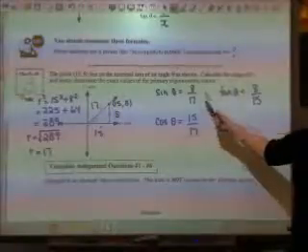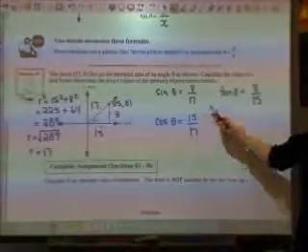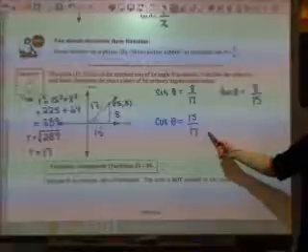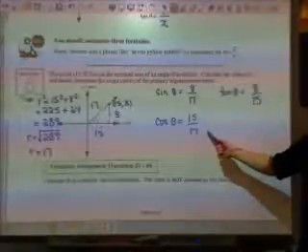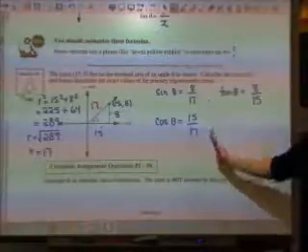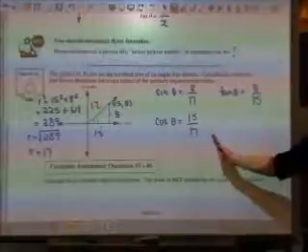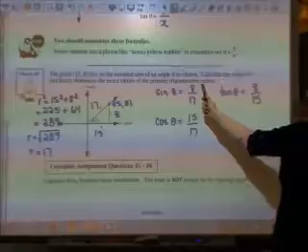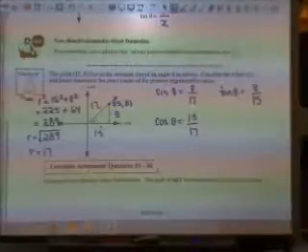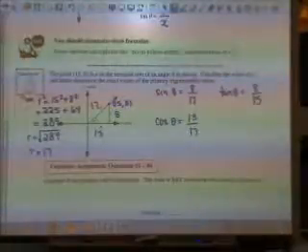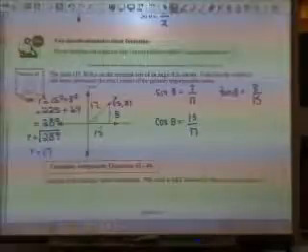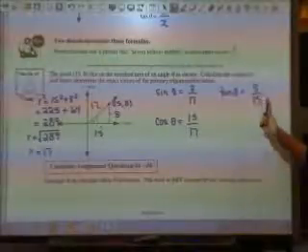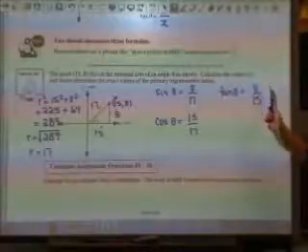So what kind of fractions will I always get for cos and sine? They're always going to be proper because they're always over r, which was my hypotenuse, which is my longest side. So my sine and my cosine ratios will always be less than 1. They're always going to be less than 1 whole. My tan ratio could be more than 1.